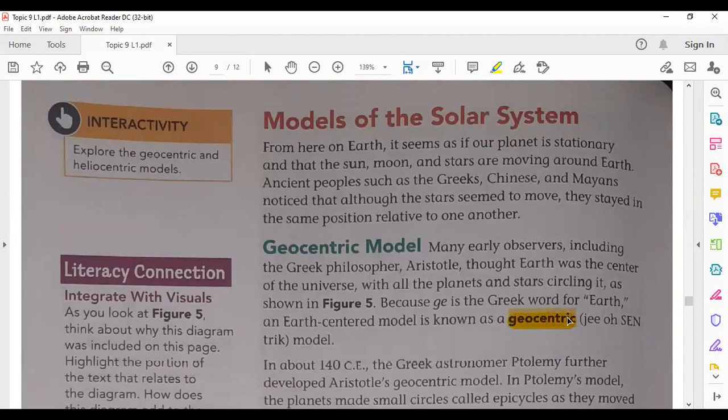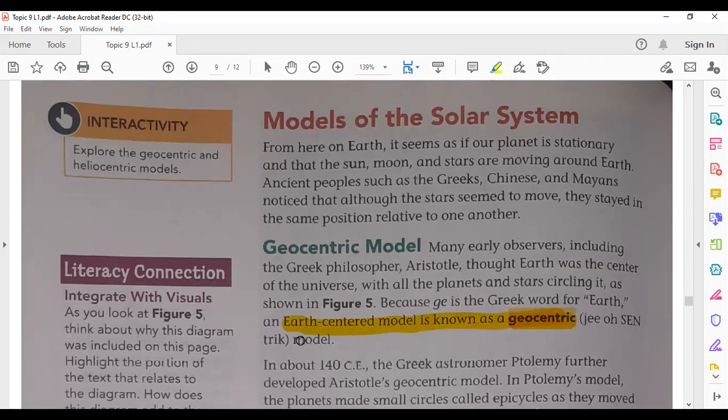In the past, people thought that Earth is the center of the universe. Okay, this is called Earth model or geocentric model because G means in the Greek, G means Earth. So Earth-centered model is known as geocentric model.